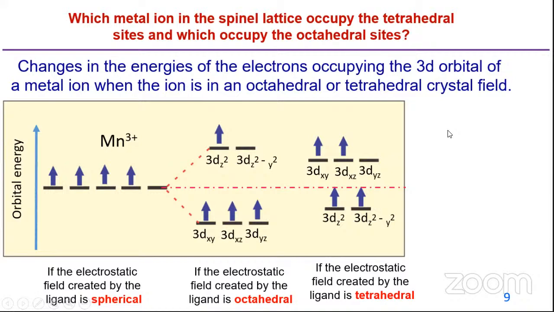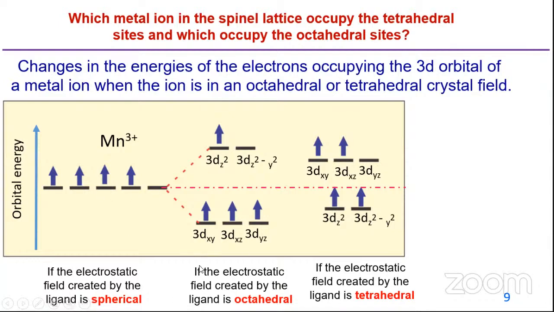So, to understand the magnetic properties of these materials, especially in these types of crystal structures, spinel structures, we must consider the electron occupancy of the 3d orbital electrons and their energies. Here we are giving only one example: manganese 3+ ions. Manganese 3+ ions have 4 electrons in the 3d orbital. If we consider that the electrostatic field created by the ligand, here oxygen 2- ions, is spherical, then these electrons will stay in the same state.